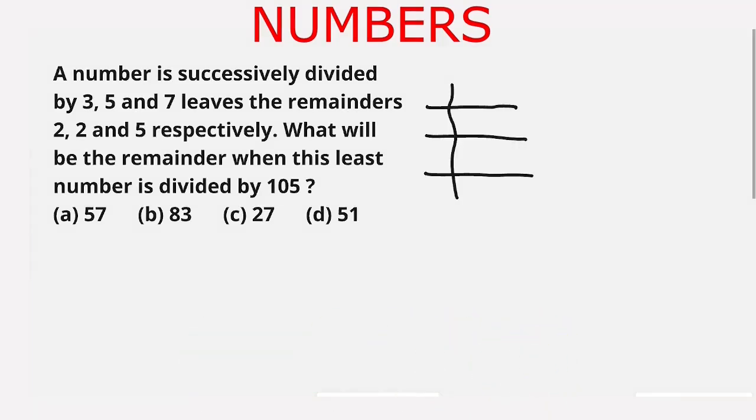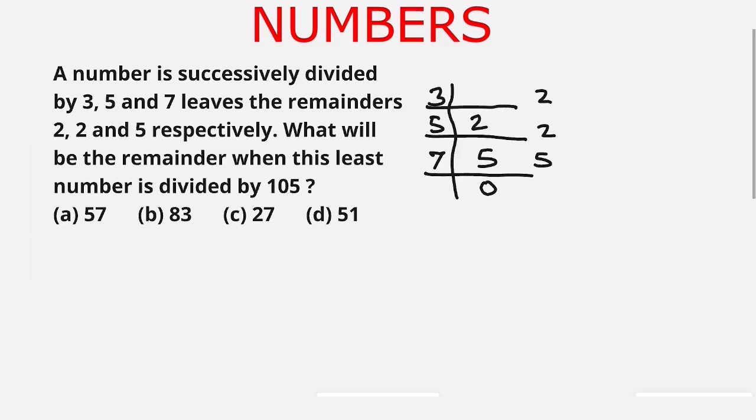As per the question, the successive divisors are 3, 5 and 7 and the successive remainders are 2, 2 and 5. For the required number to be least, the last quotient should be 0 and the last remainder given to us is 5. So 7 times 0 is 0 plus 5 is 5. This 5 is the quotient for the divisor 5 and for that the remainder is 2. So 5 times 5 is 25 plus 2 is 27.